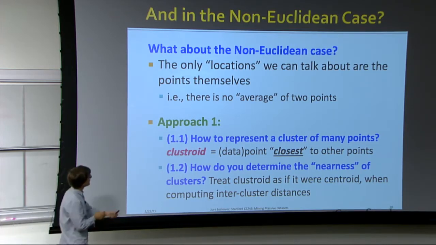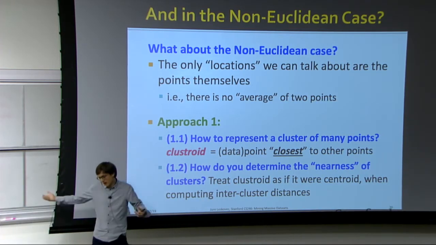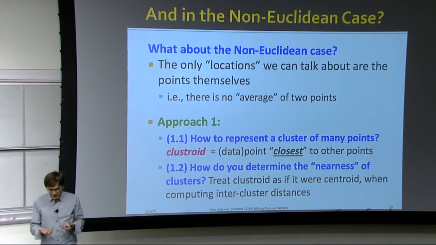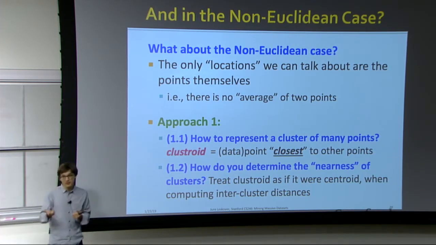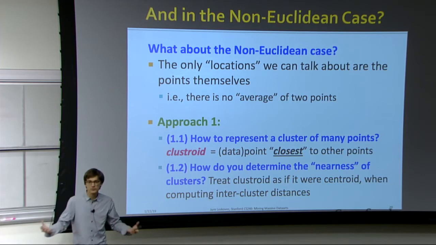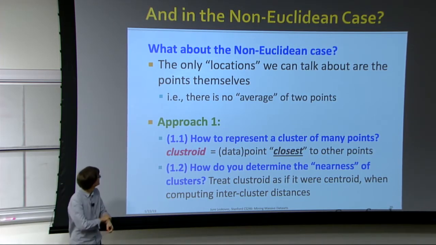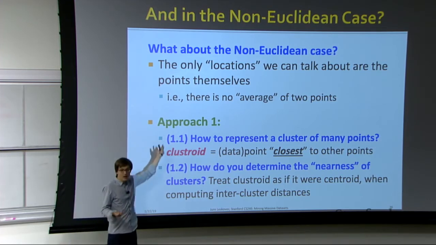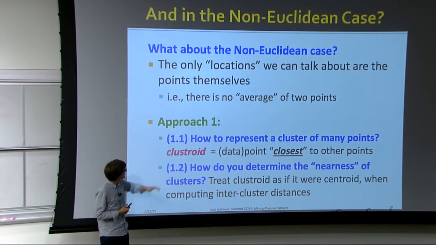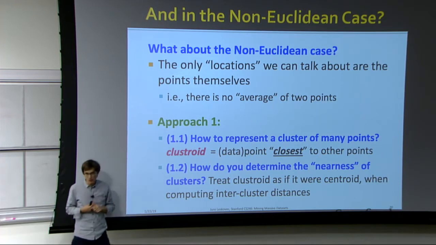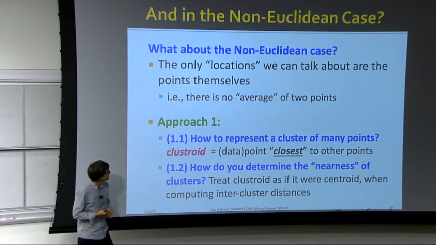In the non-Euclidean case, imagine you have sets. The only locations we can talk about are the points themselves. We don't know how to take the average of two sets. We don't know how to do that. So we are not able to compute averages. So there are two approaches for how you can now represent a cluster.